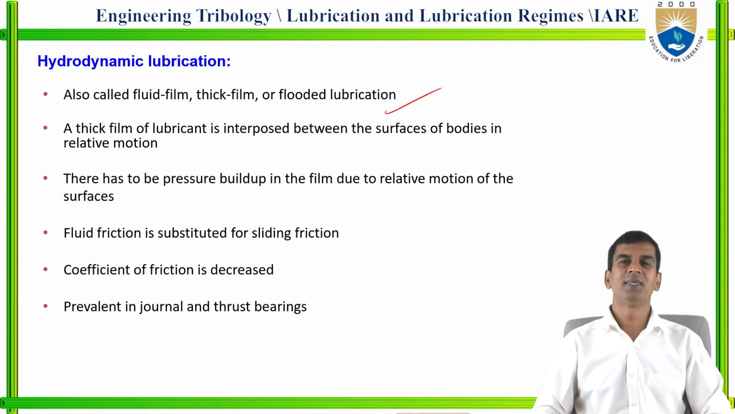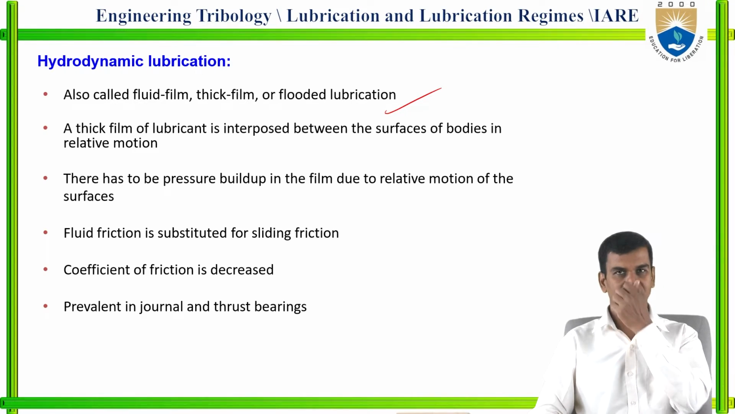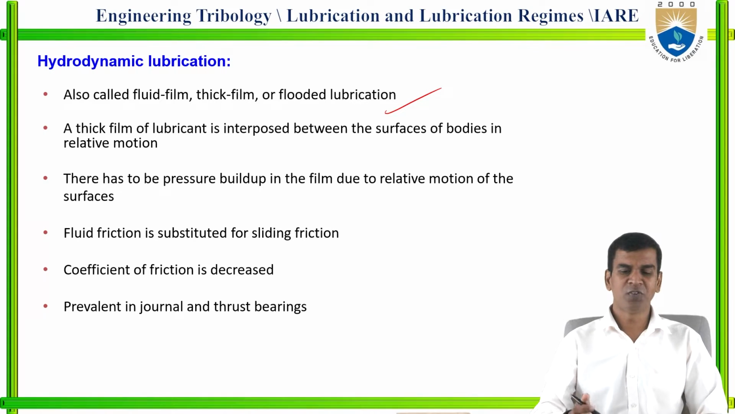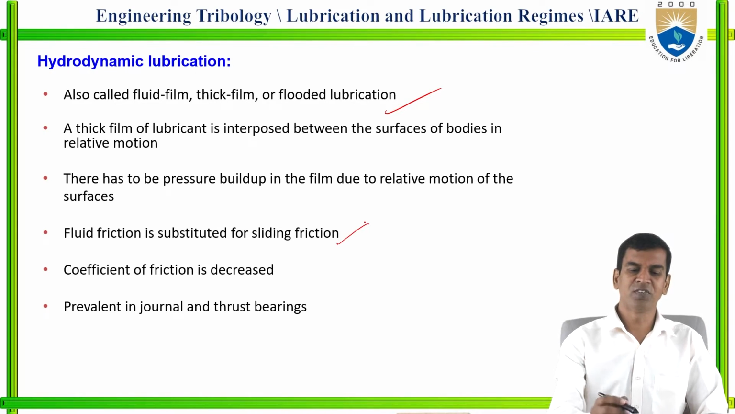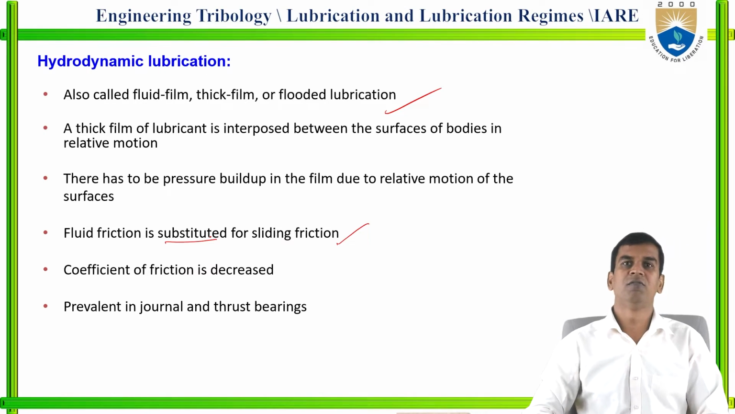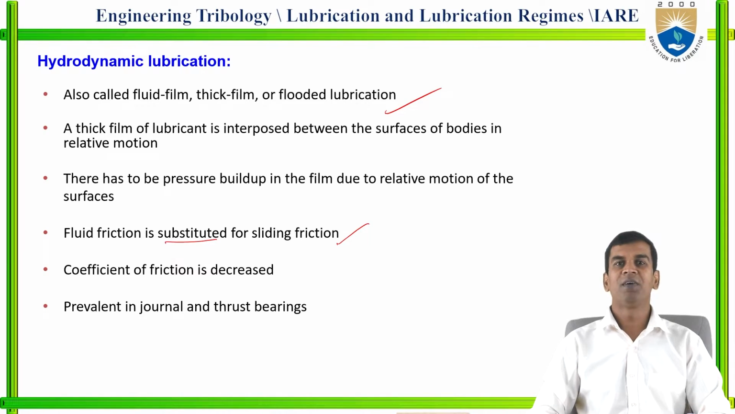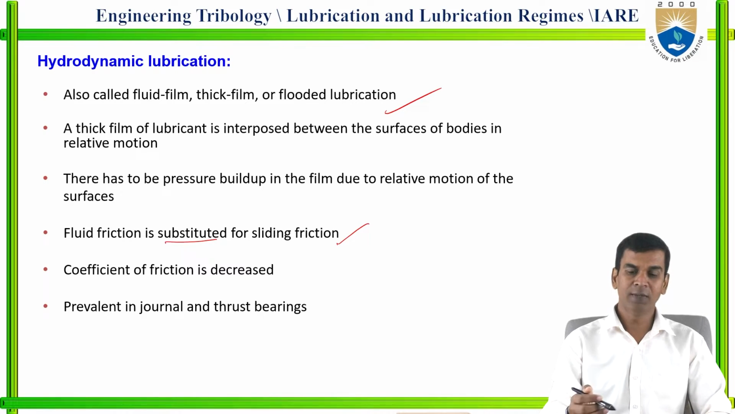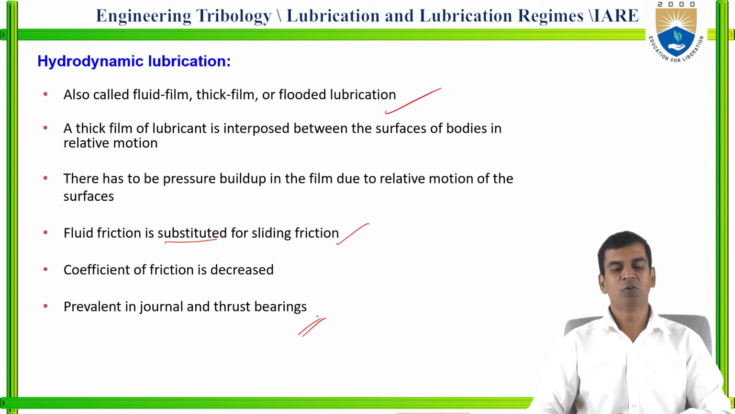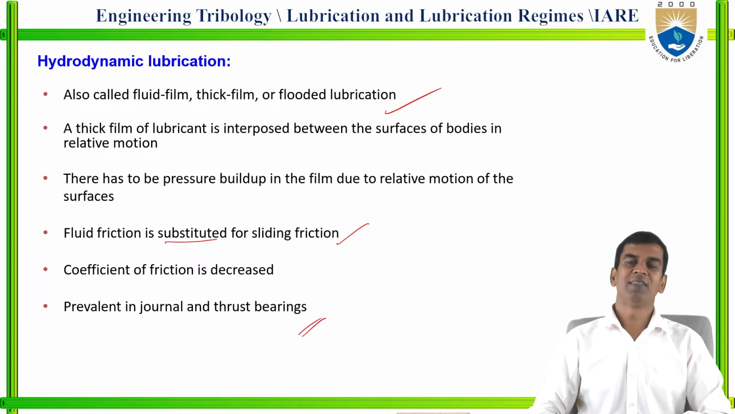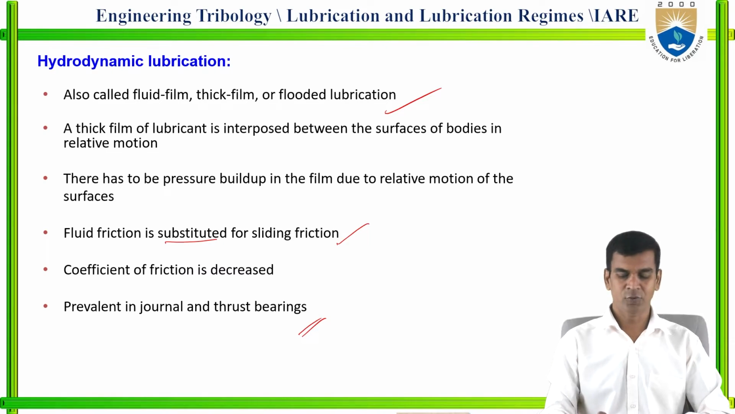A thick film of lubricant is interposed between the surfaces of bodies in relative motion. There has to be pressure buildup in the film due to the relative motion of the surfaces. Fluid friction is substituted for sliding friction. The coefficient of friction is decreased here, prevalent in journal and thrust bearings. In hydrodynamic bearings, the coefficient of friction will be decreased when journal and thrust bearings are used.